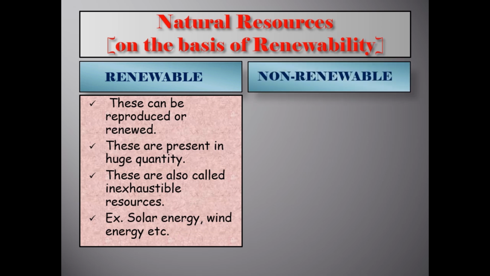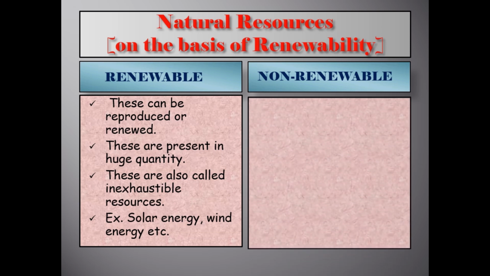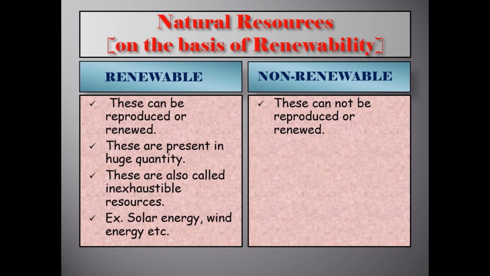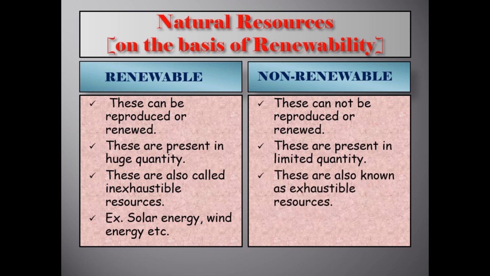And the other kind of natural resources on the basis of renewability are non-renewable resources. As the name refers, these cannot be reproduced or renewed. They are present in limited quantity. They are also known as exhaustible resources because they are present in limited quantity. They may end up, so they are called exhaustible resources. For example, fossil fuels like coal and petroleum.